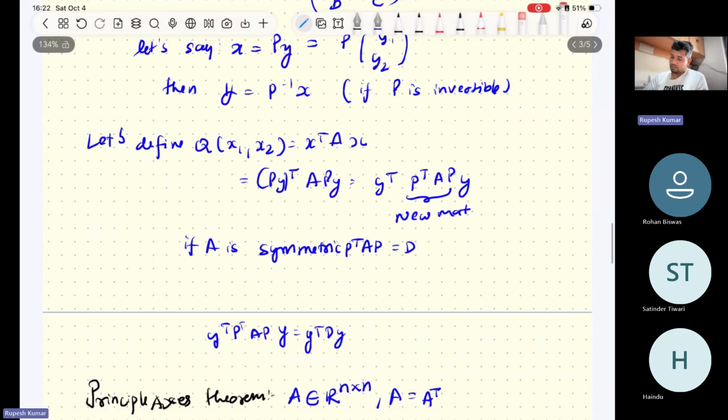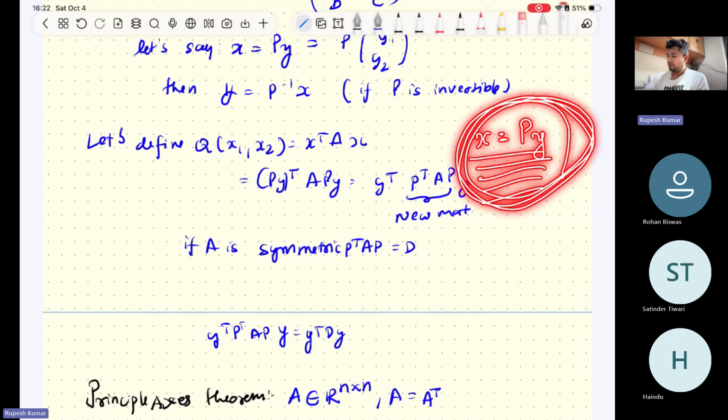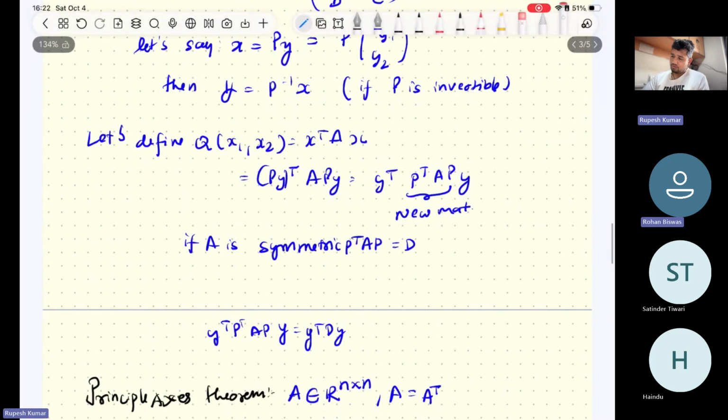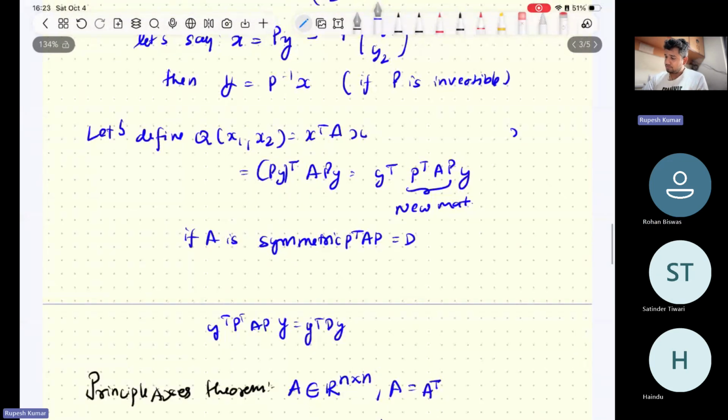It's very simple. Let's say I'm defining another form q of x1, x2, given as x transpose Ax. Now I'm saying x is an orthogonal projection of another vector y by a matrix P, x equals Py, right everyone? So tell me if you miss something here. Now x is Py, so it's a projection of some other vector y on some plane, right?